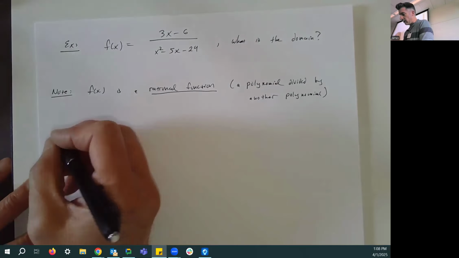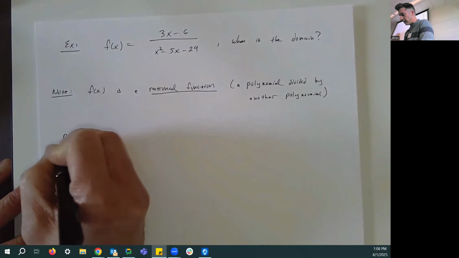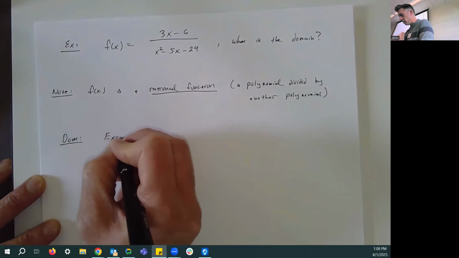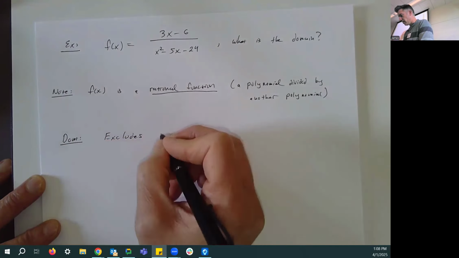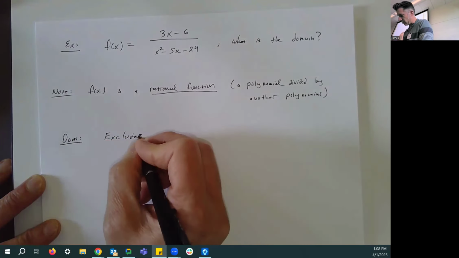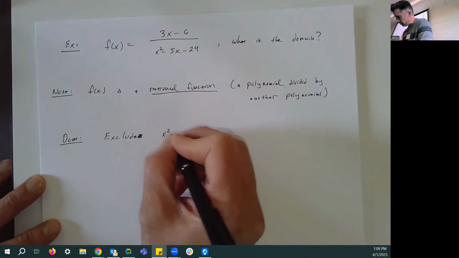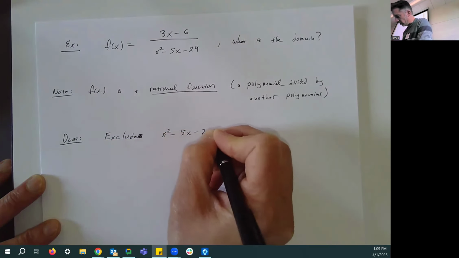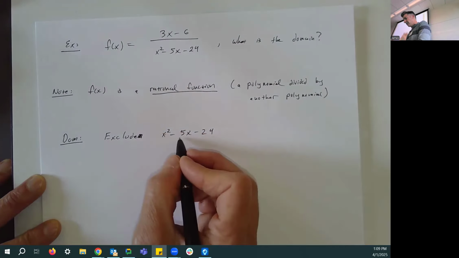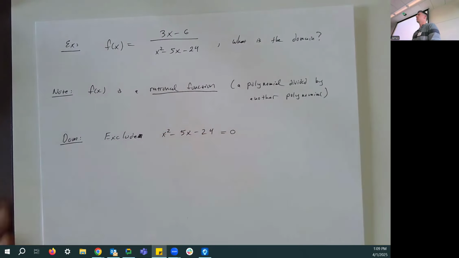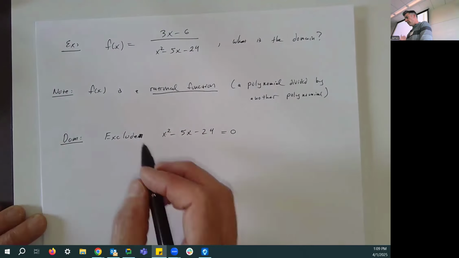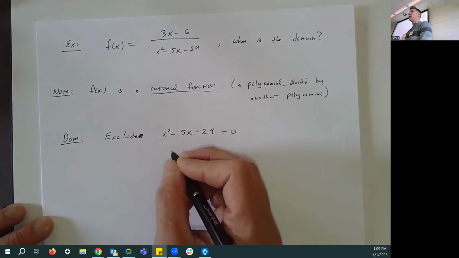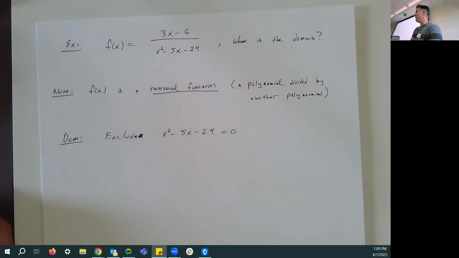So to find the domain, we want to exclude any values of x where x squared minus 5x minus 24 would be equal to 0. Those are the only things we are worried about. Anything else is fine. But those values of x, there's probably 2 of them, are problematic. So the way to solve this is, hopefully, by factoring.